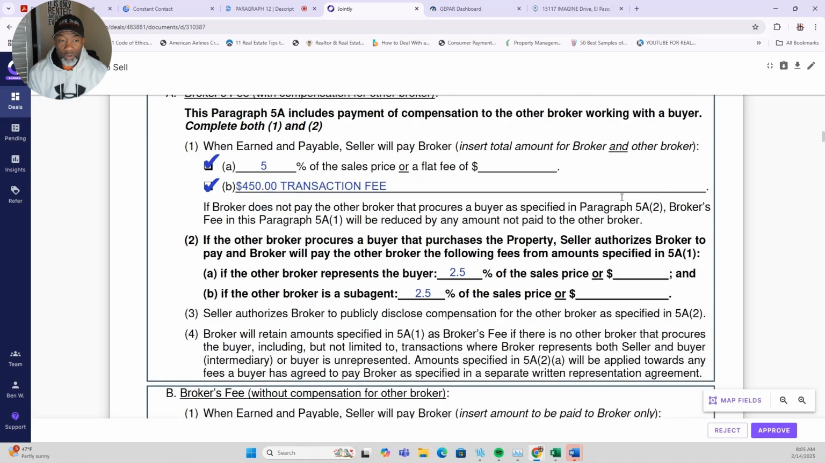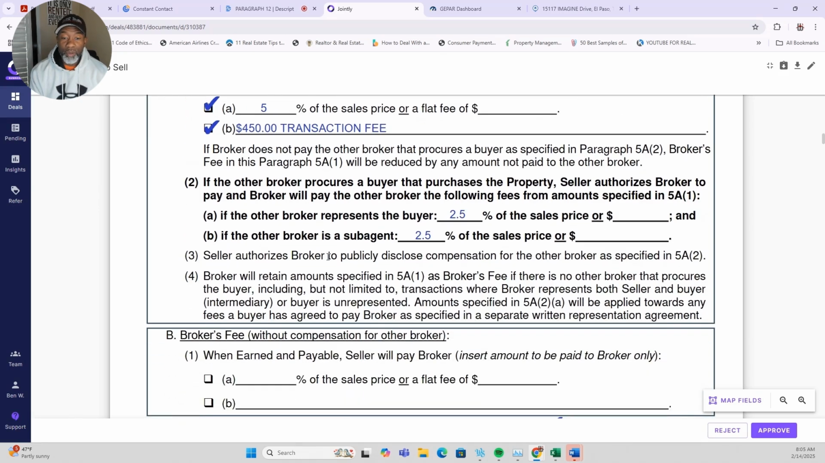And it also goes on and says, okay, seller authorized the broker to publicly disclose compensation that other brokers specified in 5A2. So you have the right to sit there and tell other brokers that this is what the seller is considering up to pay, right? Now, I do want to throw this in there because it's getting kind of confusing, all right, a little bit. We just had a situation recently about this.